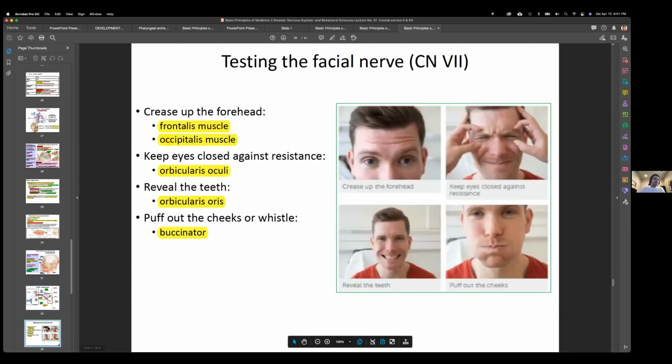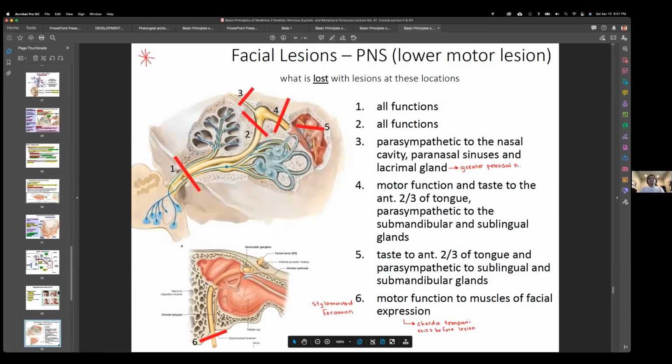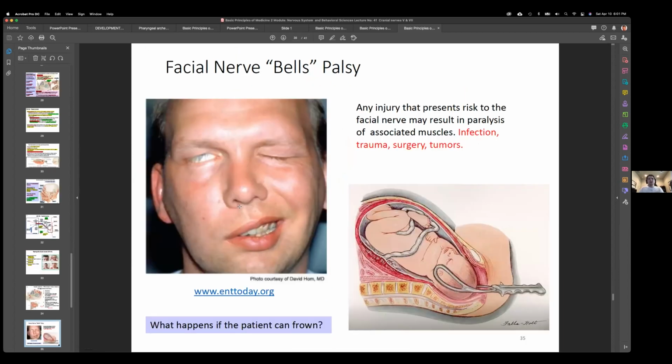So yeah, and this is just more of the testing stuff. Oh, here it is, the 1, 2, 3 thing. Depending on where you cut, what kind of problems are you going to get? Bell's palsy: paralysis of the entire ipsilateral or contralateral side, or ipsilateral. Sorry, it's lower motor neuron, so it's ipsilateral. If it was an upper motor neuron problem, it would be contralateral, but it would spare the forehead, so the patient would still be able to wrinkle the forehead.